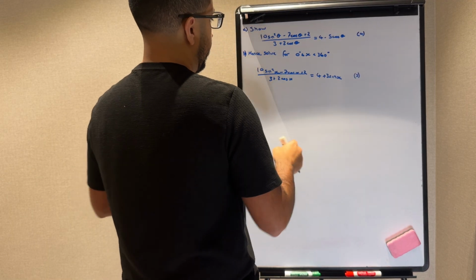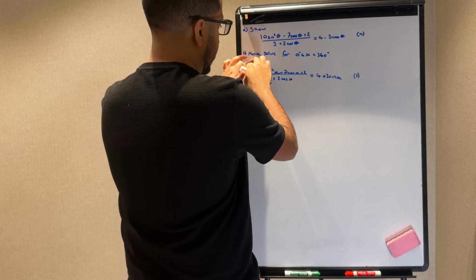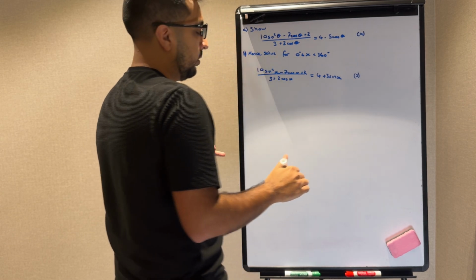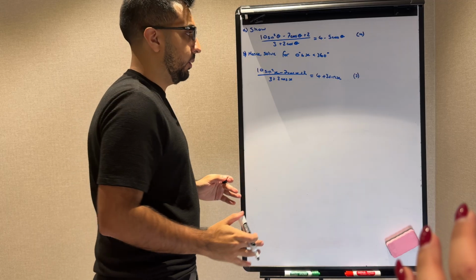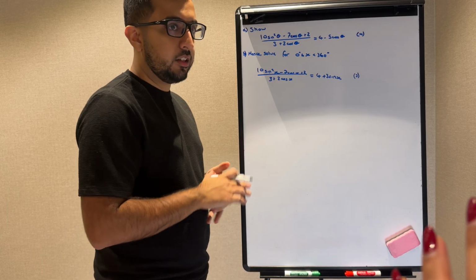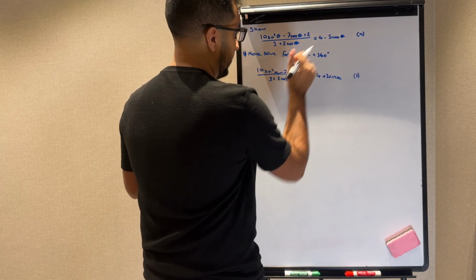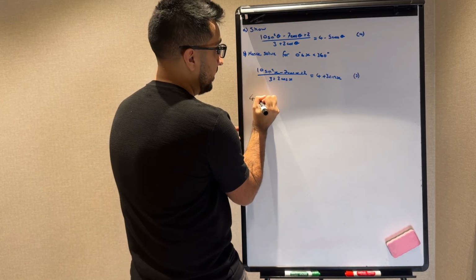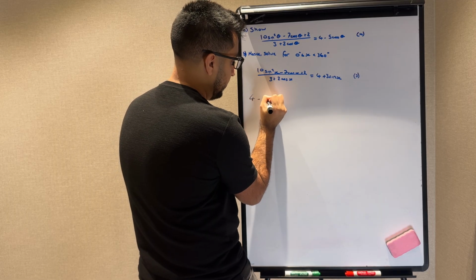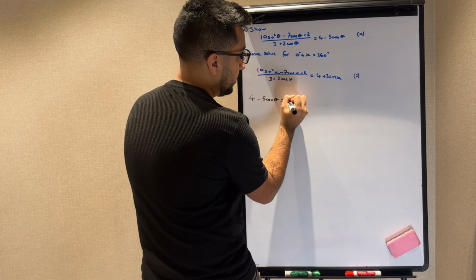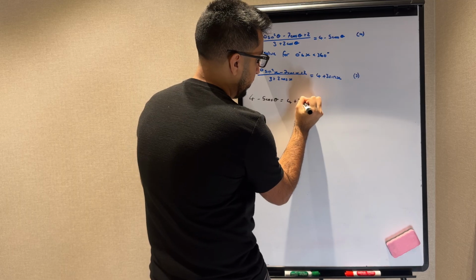So the question says hence or otherwise. We are not going to do otherwise. If it says hence, like it did in GCSE, there's a reason for that, because this can be rewritten as this. So I'm going to rewrite this entire question as 4 minus 5 cos theta equals 4 plus 3 sine x.